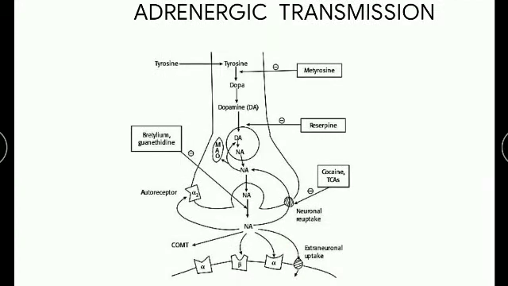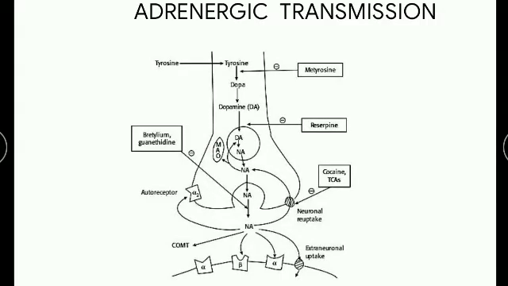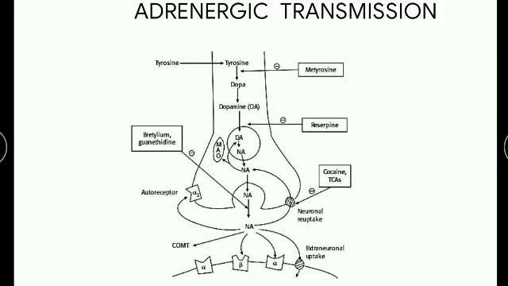Termination of noradrenaline action involves three processes. First is neuronal reuptake. That is, most of the released noradrenaline is taken back into the adrenergic neuron and there it is inactivated by MAO, that is monoamine oxidase. Next, a small amount diffuses into the circulation and gets inactivated in the liver by COMT, called catechol O-methyl transferase. And another process involved is extraneuronal uptake.